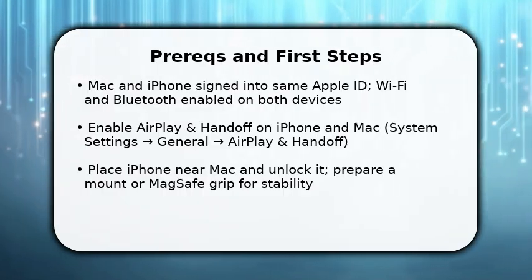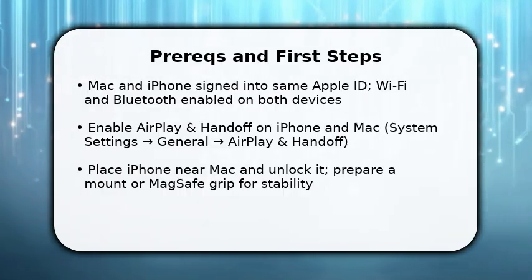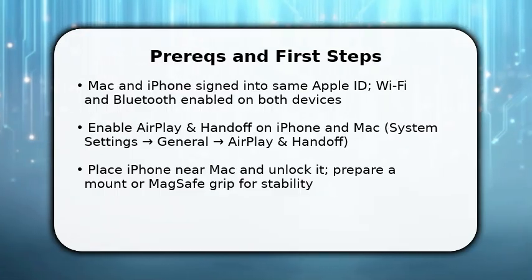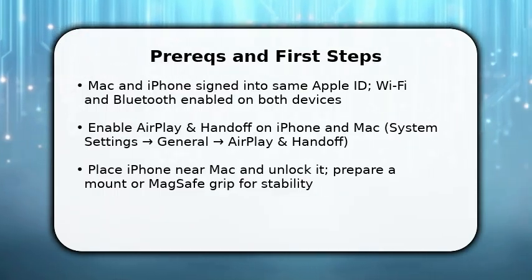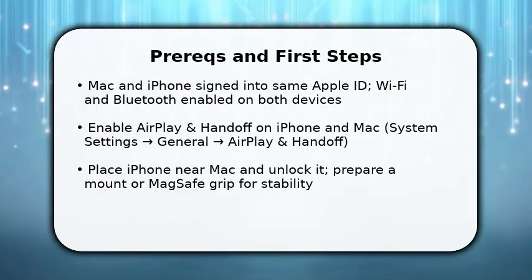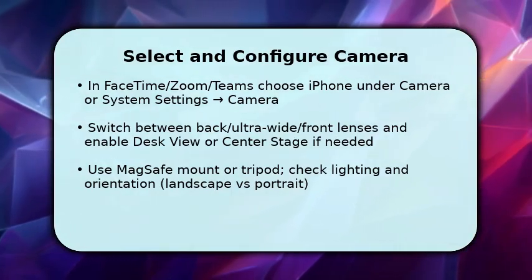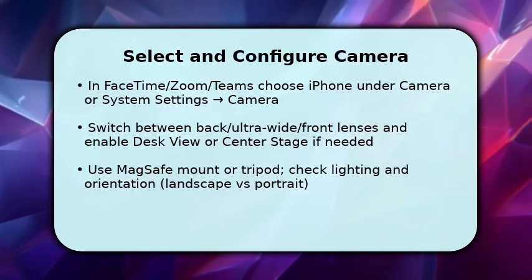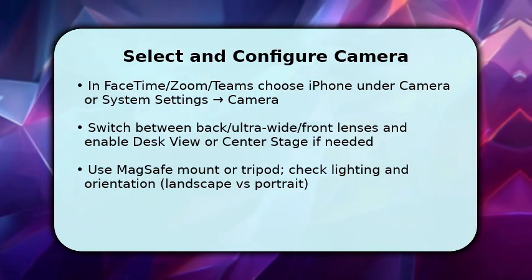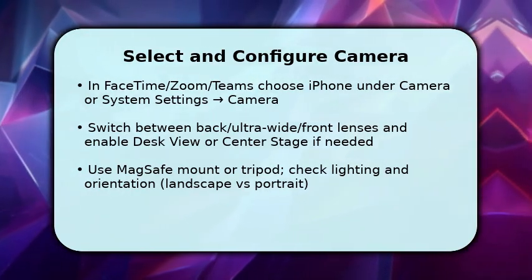Once you have the mount, open the app you want to use on the Mac. You'll pick the iPhone as the camera source in the app's video settings. Start now so we can confirm connection. On your Mac, open the app and choose the iPhone as the camera source in the app's video preferences or System Settings > Camera. You'll see the iPhone listed as a device.